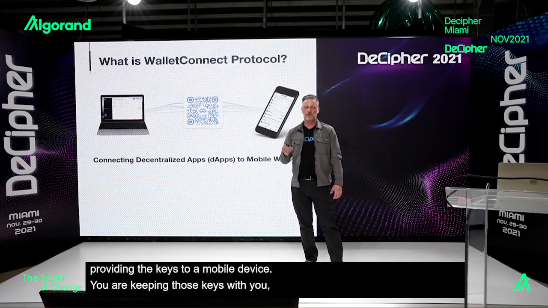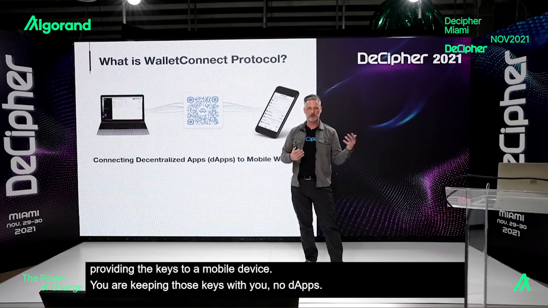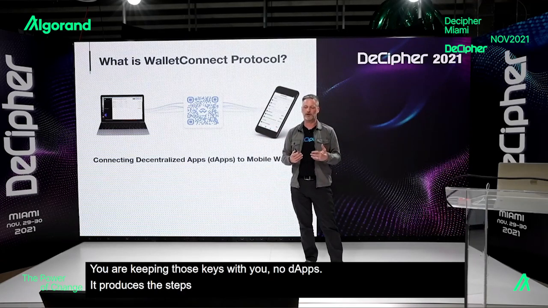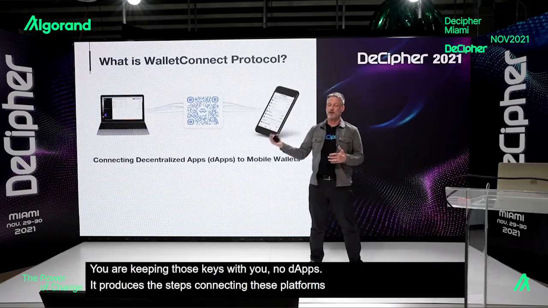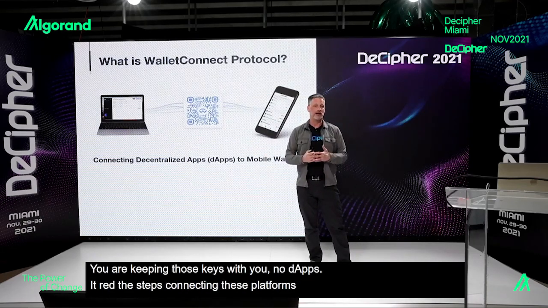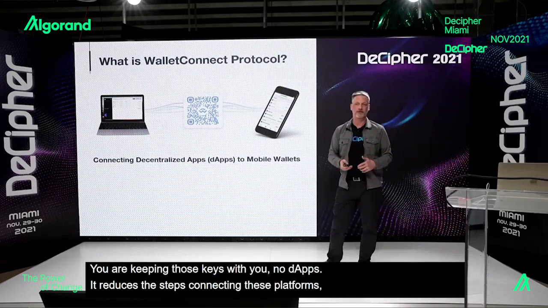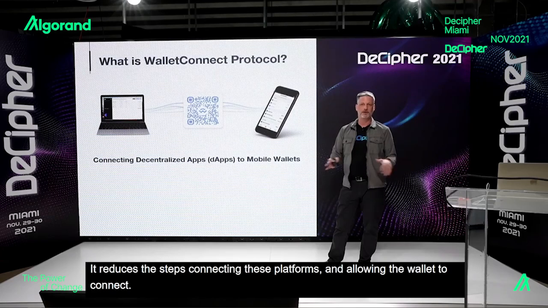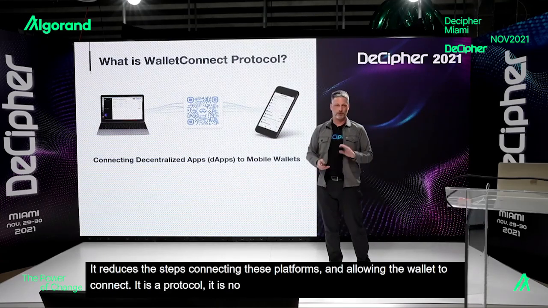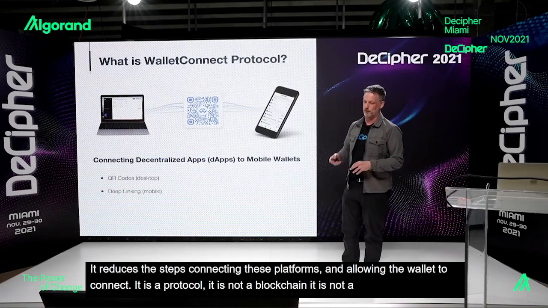A couple of the goals WalletConnect has are to reduce the end user steps for connecting between dApps and their mobile wallet, protect their activity as they're using those dApps, and allow any blockchain to be able to connect to any other dApp. So they really are agnostic. WalletConnect is a protocol. It is not a blockchain. It doesn't have a token. It is a free and open source protocol that we are implementing within the Algorand wallet.